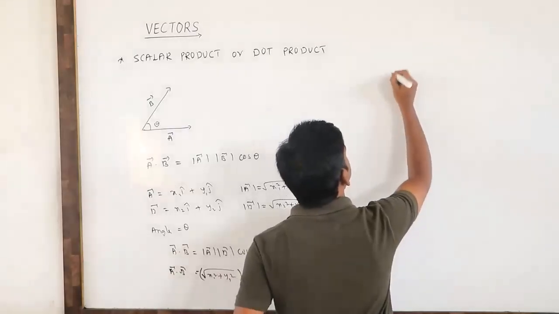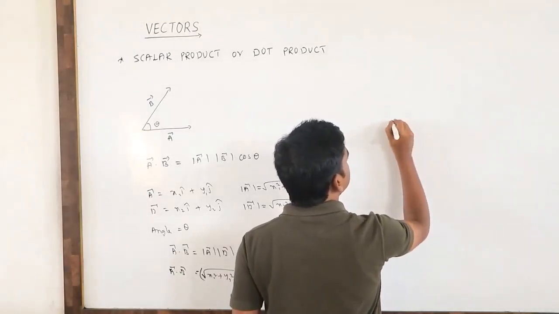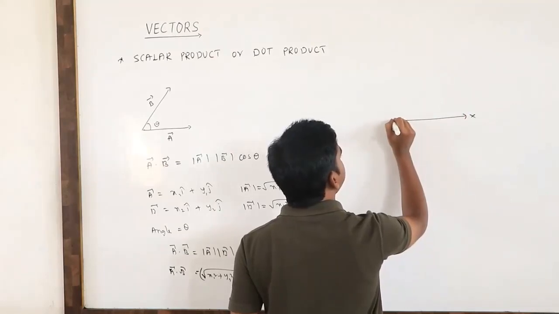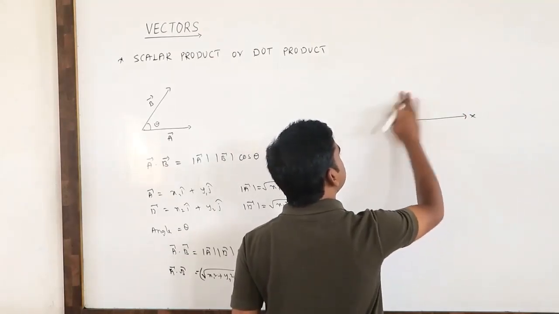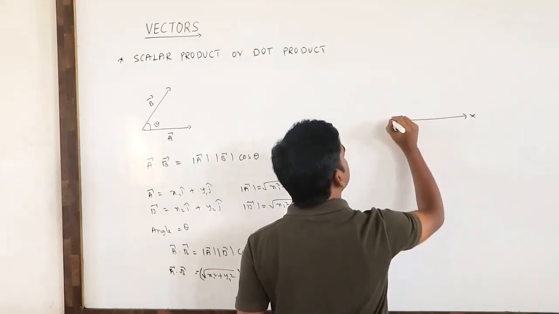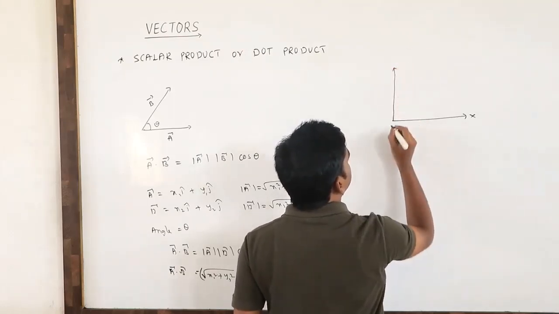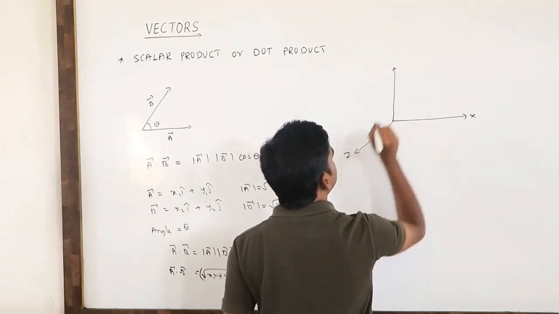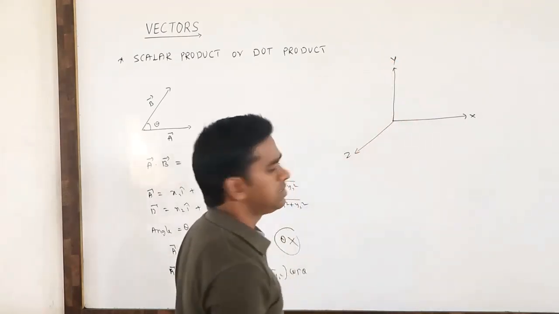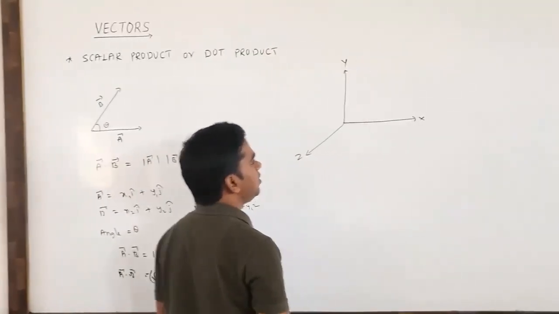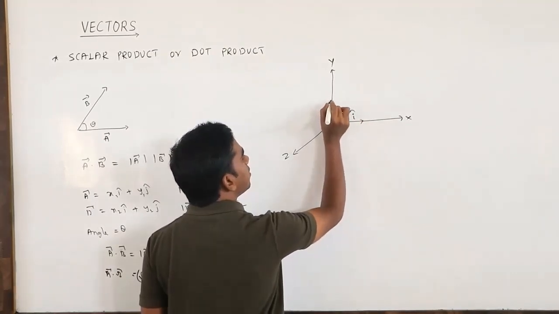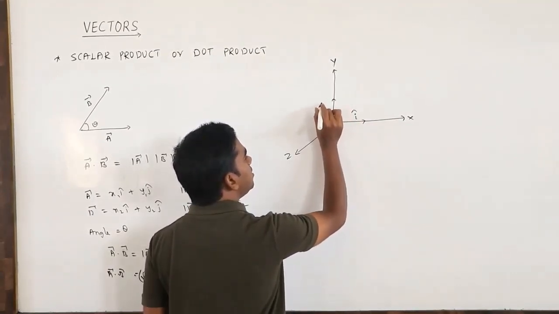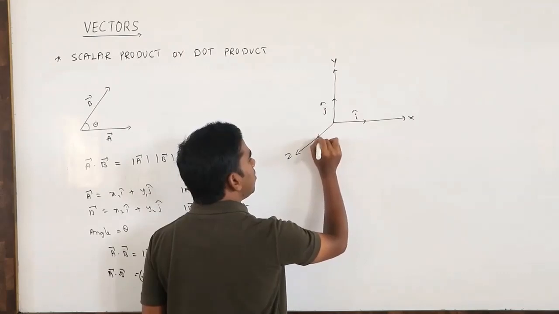Okay. So, the dot product of the unit vectors. I will take x along this direction, here I will take y, and here I will take z. I have taken three axes: x, y, z. Now tell me, what is the unit vector along x? The unit vector along x is i cap. What is the unit vector along y? The unit vector along y is j cap. And the unit vector along z is k cap.